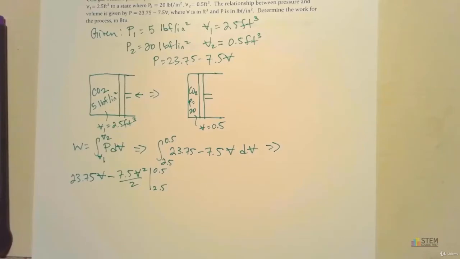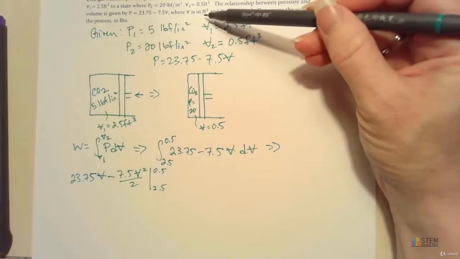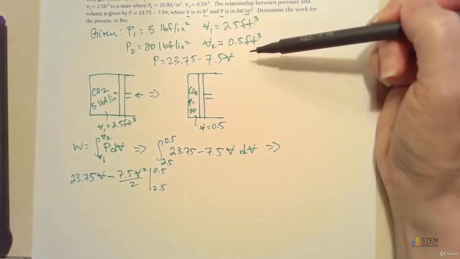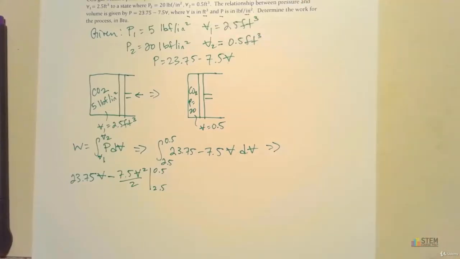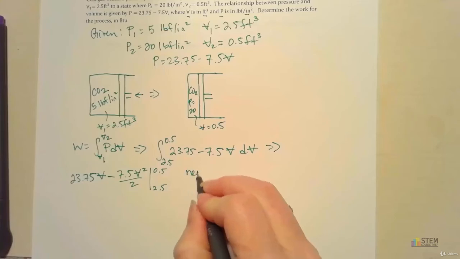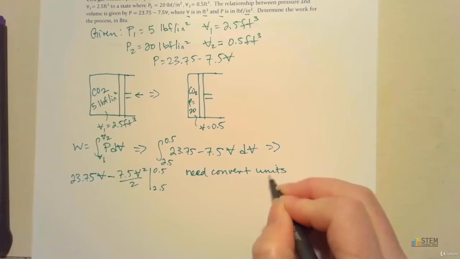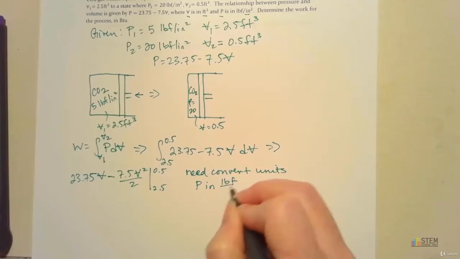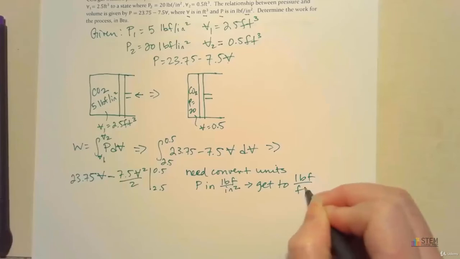Now, we've got this. Now let's look and see about our units. Okay, I haven't written any units down so far, but notice up here in the problem statement, volume is given in cubic feet, pressure is given in pound-force per square inch. So we can't be combining inches and feet here. So we're going to have to do a conversion. So let's write, need to convert units. All right, so pressure is in pound force per square inch. We need to get this to pound force per square foot.